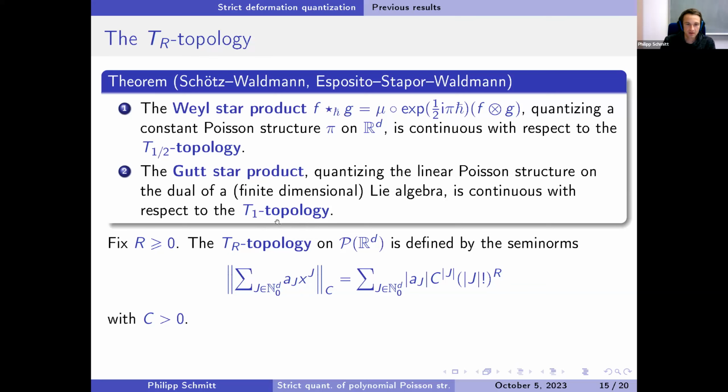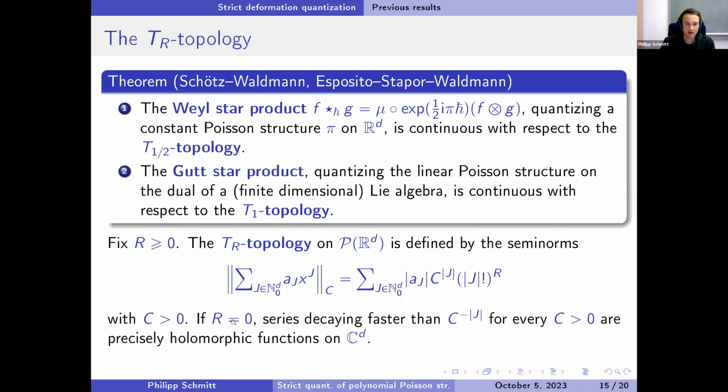Okay, I should mention here that if you look at these semi-norms, the bigger R is, the bigger the semi-norms become. So in particular, the smaller the completion is. So the bigger the coefficient R here, the fewer observables you have in the completion. So I guess that this result here for T1 half is better than this result for T1 in the sense that you find more observables in the completion of this Weyl algebra up here than you find in the completion of the good star product algebra.